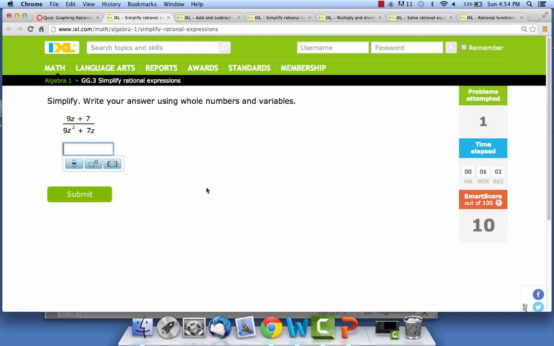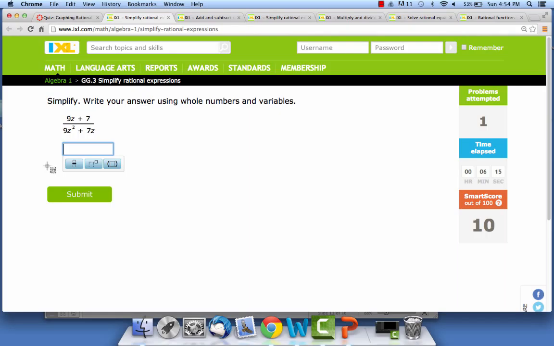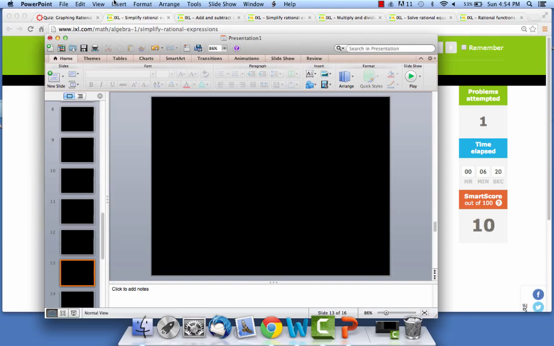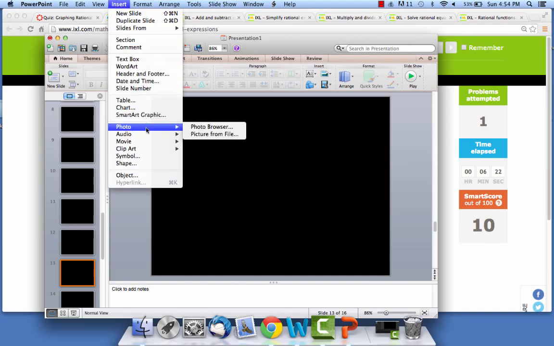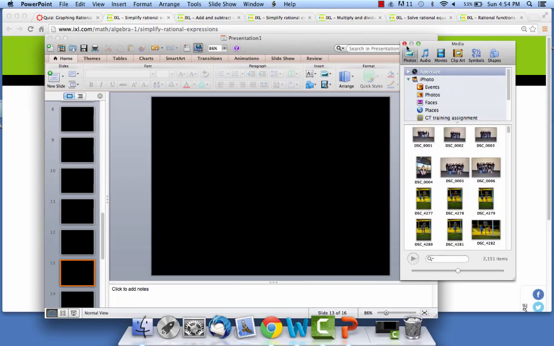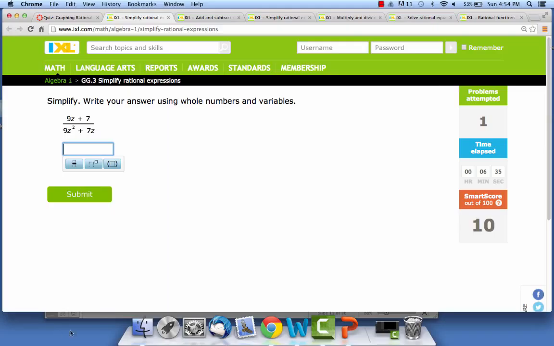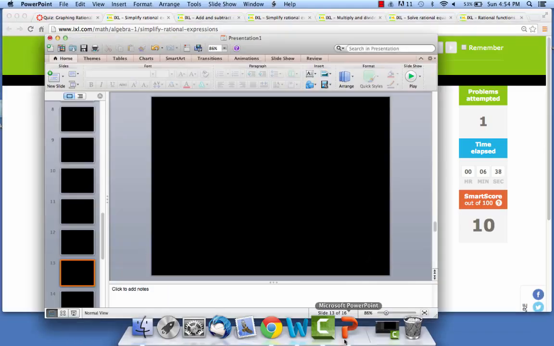Okay, 9z plus 7 over 9z squared plus 7z. I really ought to make these little pictures and post them in. That'd be smarter. Or not, it may take forever. Let's find out. Oh. Meh. I'll just keep doing what we're doing. 9z plus 7, 9z squared plus 7z.